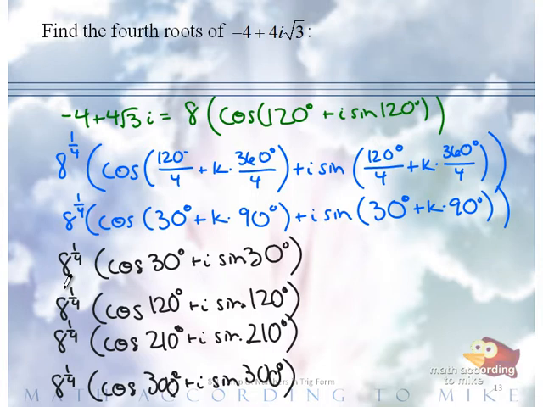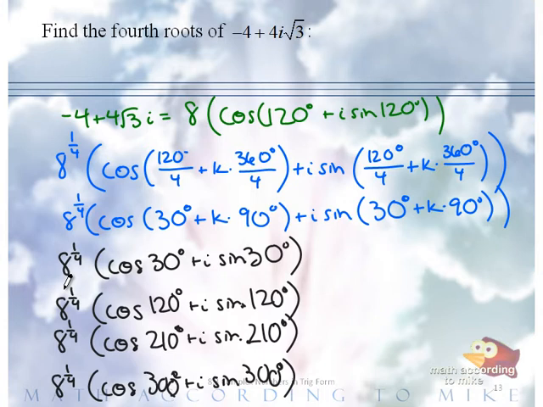Too legit to quit. So we're starting at 30 degrees because if k were 0, that makes this argument 30. And then what this says is every time we just add 90 degrees. So 30, 120, 210, 300. And then we don't have to go any further because for fourth roots, we only need 4 answers, because if we did another 90, that's co-terminal to 30 degrees, so we'd be back up to the first line here.